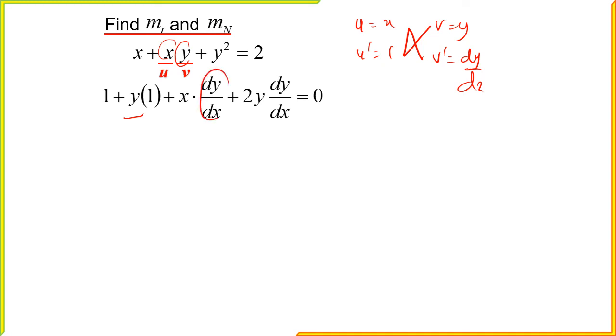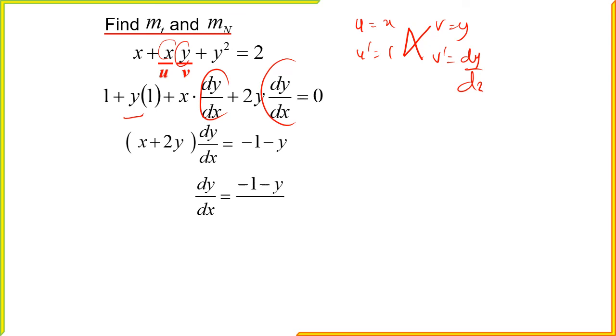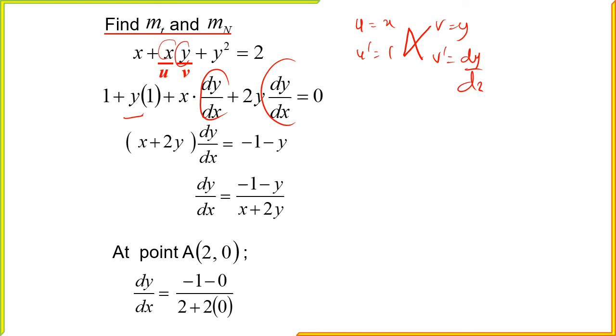So now group together the dy/dx. We have x plus 2y of dy/dx equal to negative y minus 1, or negative 1 minus y. So dy/dx is equal to negative 1 minus y divided by x plus 2y. So now at the point we found already, which is (2, 0), we substitute the values 2 and 0 into the equation. So we get negative 1 minus 0 divided by 2 plus 2 of 0. So negative 1 over 2 is the gradient of the tangent. So the gradient of the normal will be 2.